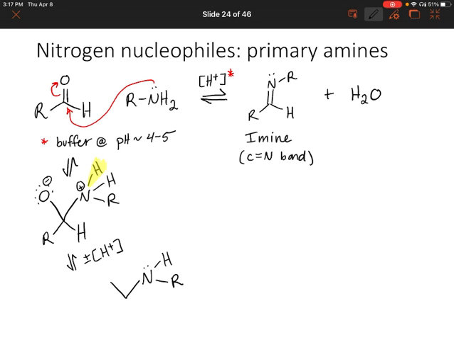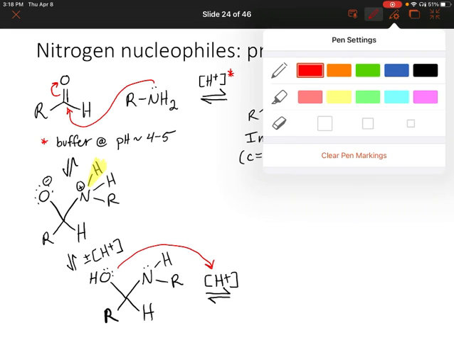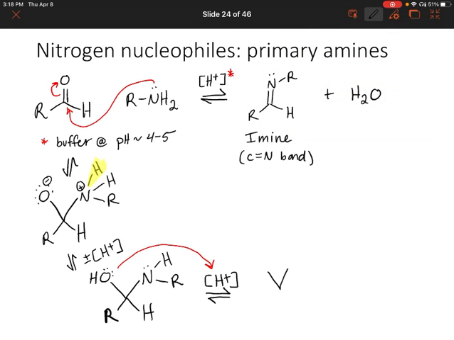Okay, so now the nitrogen is neutral. It's only bonded to one hydrogen and an alkyl group. And then our oxygen is now bonded to a hydrogen. So it is also neutral. Now, in this next step, we're actually going to protonate that oxygen, and we'll just use acid from our buffer. And that's going to create a good leaving group.